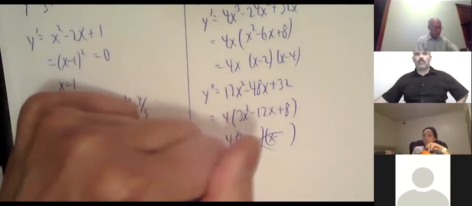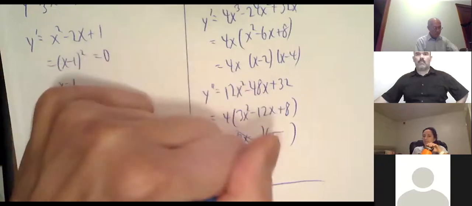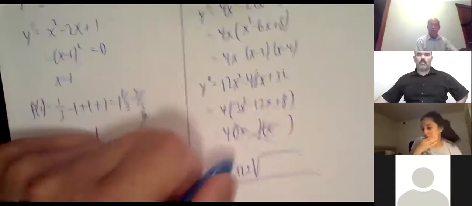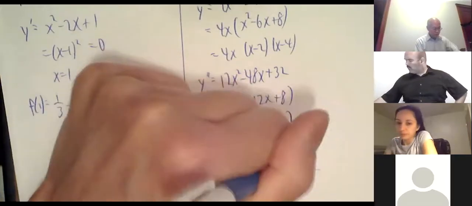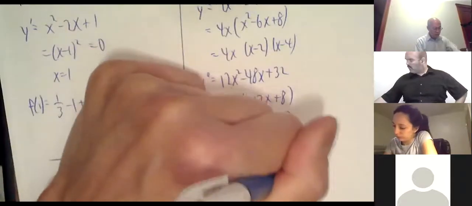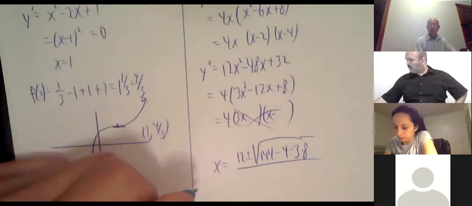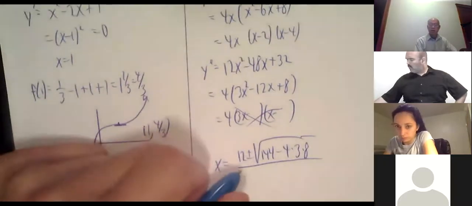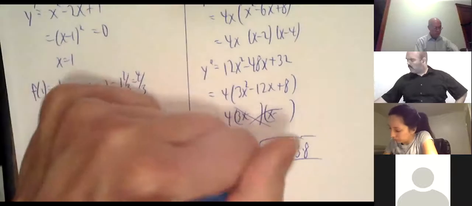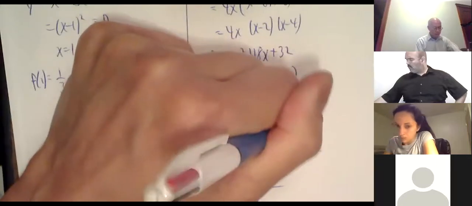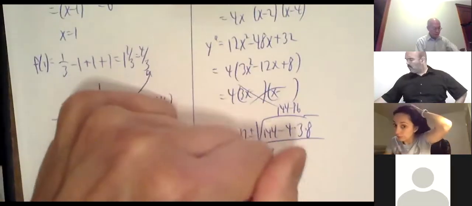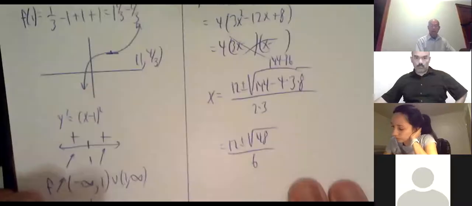unfortunately. So x is negative b plus or minus the square root of b squared, 144, minus 4 times a times c, all over 2a. 2 times 3. 12 plus or minus the square root of, this is 144 minus 96. That's 48 all over 6.